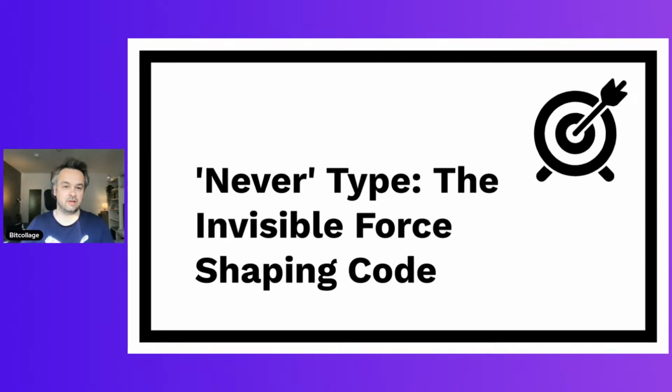I'm talking about the never type, the invisible force which shapes the code in TypeScript. Believe it or not, the never type is omnipresent around your code, whether you recognize it or not. I want to share my perspective of the never type without going too deep. It's more high level, so that everyone can grasp what I'm talking about. We will also talk about edge cases. The never type is not boring, it can do a lot. So let's start.